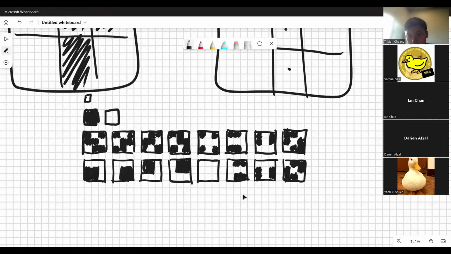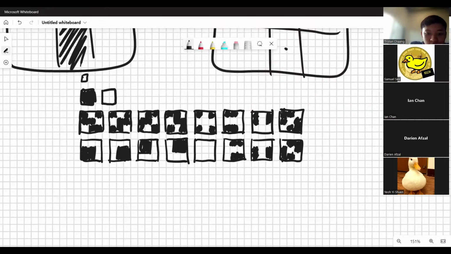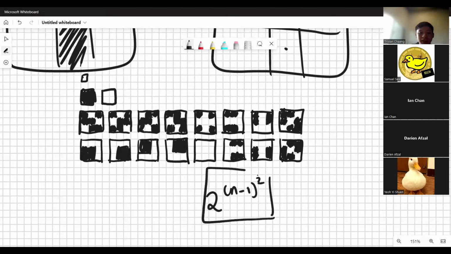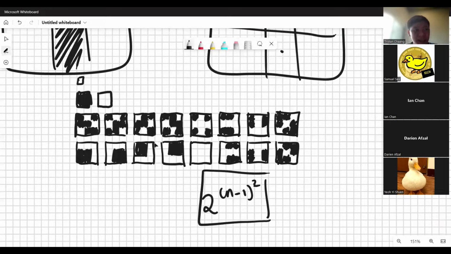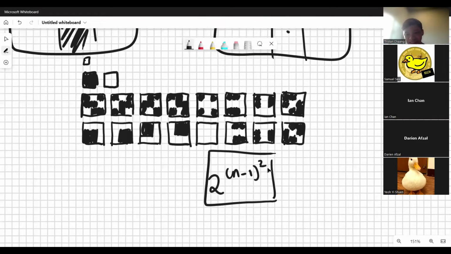So okay, someone guessed the answer would be 2 to the (n minus 1) squared. And why is that? Think of it. If this really were the answer, where does it guide you? What does it suggest that you should look at? How does this number come about? Pairs, rotations.